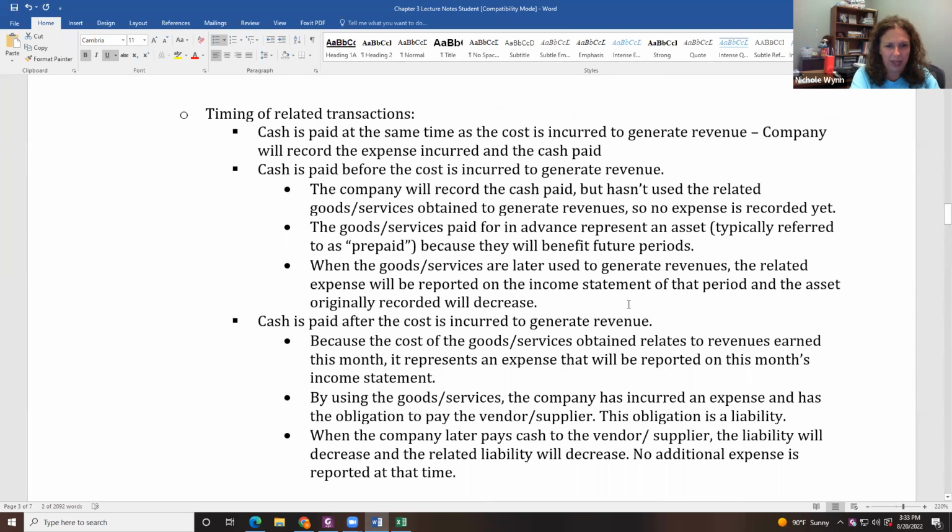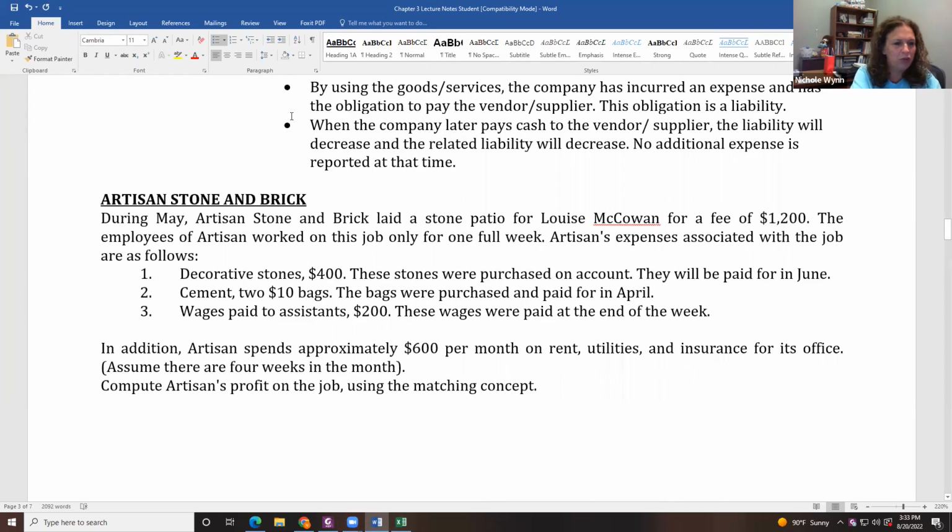So this just kind of explains some of the other things, like when you pay cash before, or as you earn it as revenue. So it's just words. So what we're going to do now is I want you to take a minute and read through this scenario and try to compute the profit on this job. So during May, Artesian Stone and Brick laid a stone patio for Louise McCowan. She's one of our customers, for a fee of $1,200.